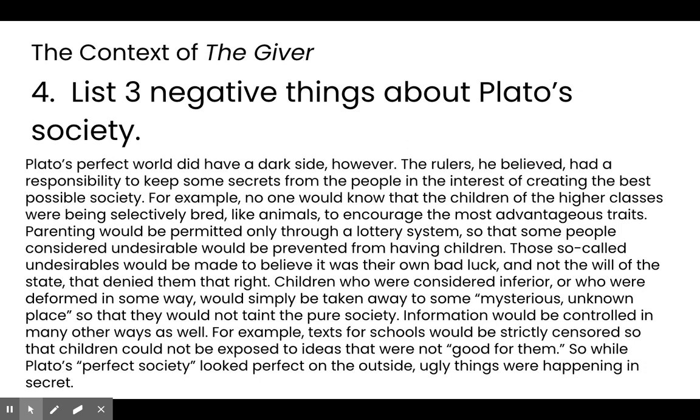Information would be controlled in many other ways as well. For example, texts for schools would be strictly censored so that the children could not be exposed to ideas that were not good for them. So while Plato's perfect society looked perfect on the outside, ugly things were happening in secret. And again, pause if you need more time.